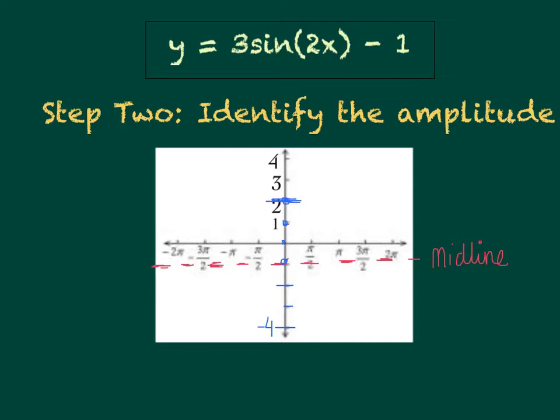Start at the midline, go up 3 units, 1, 2, 3, and then start at the midline, go down 3 units, 1, 2, 3. This gives you the minimum in the graph and the maximum in the graph. Again, these dashed lines are not part of our graphs. They are just going to help us draw the graph.